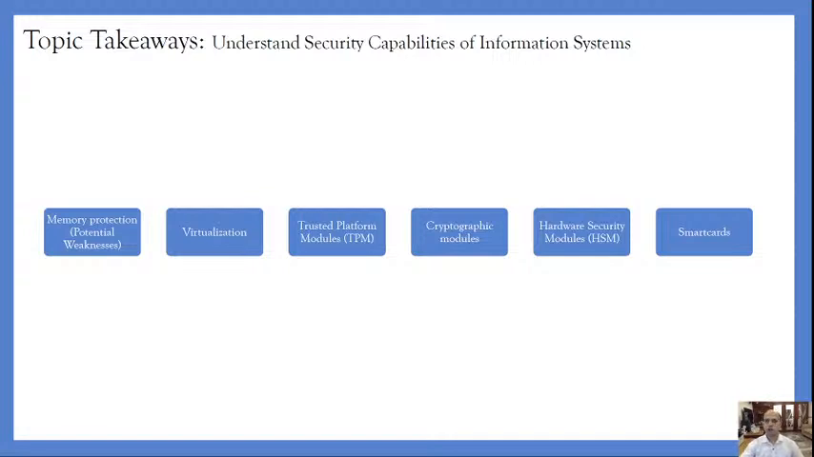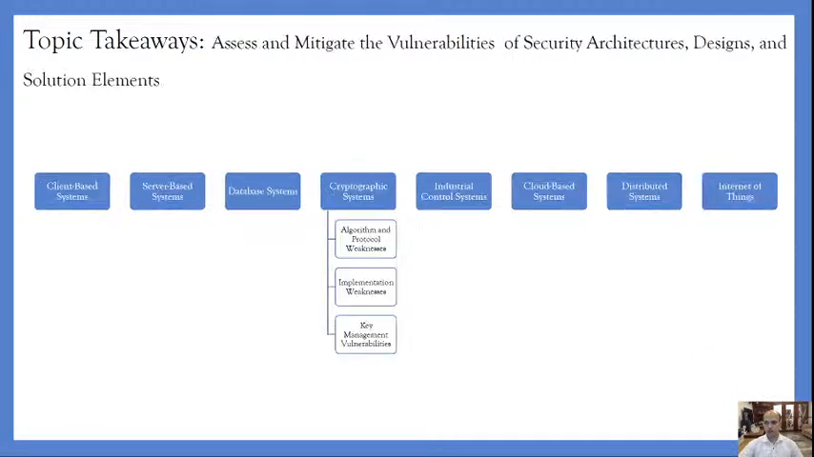Whenever you are talking about this particular topic, you need to understand memory protection, related to the RAM or the system, and the potential weaknesses in the same. Then virtualization: you need to understand what exactly it means, where exactly we can use it, and how to secure it. Then trusted platform module, cryptographic modules, hardware security modules, which we also call HSM, and smart cards. These are the minimum things you require from this topic. If you understand these things thoroughly, it is more than enough for the exam.